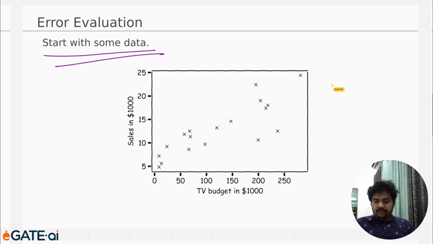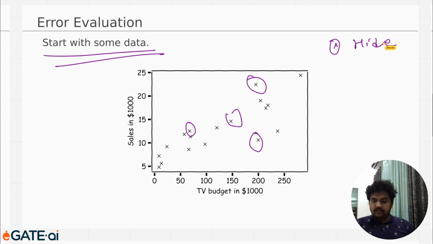First of all, we will randomly select few points. There are different ways to do it again. For the time being, I'm just saying I'm randomly selecting few data points, and then we will hide that from the model. Hide. So why am I doing this? Amongst the entire data, I am hiding few of them.